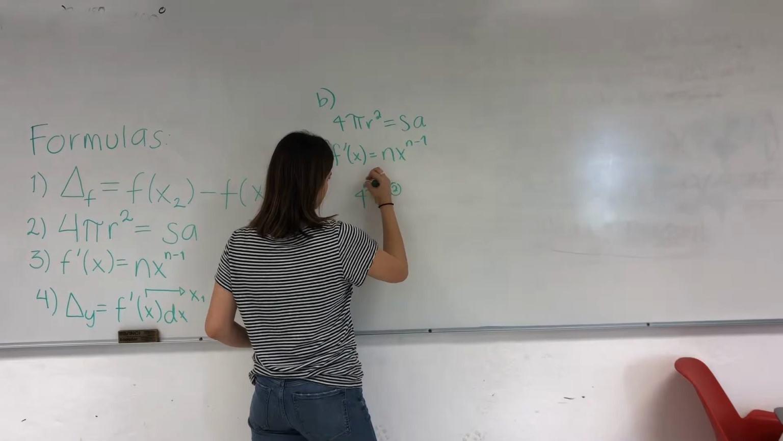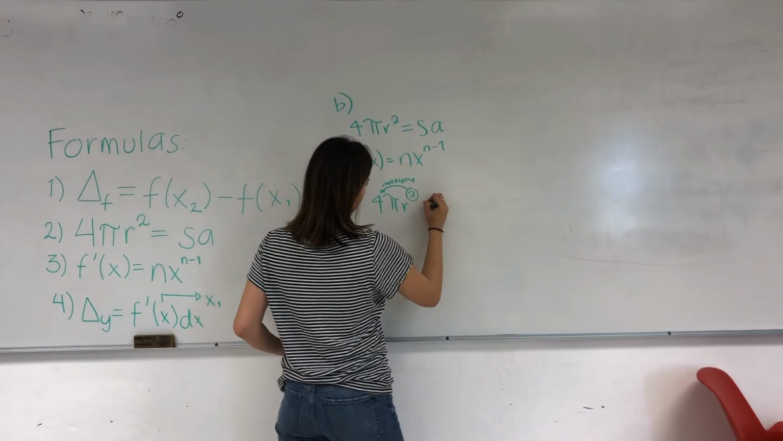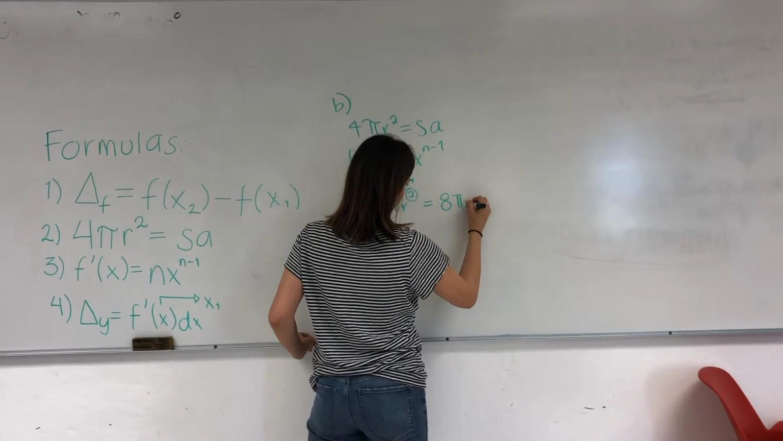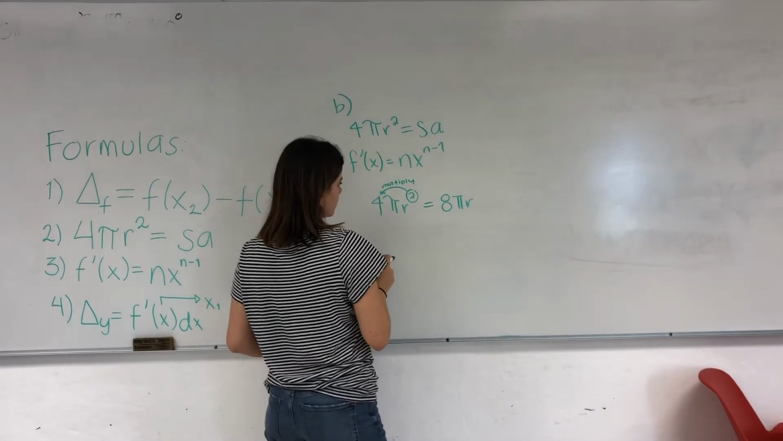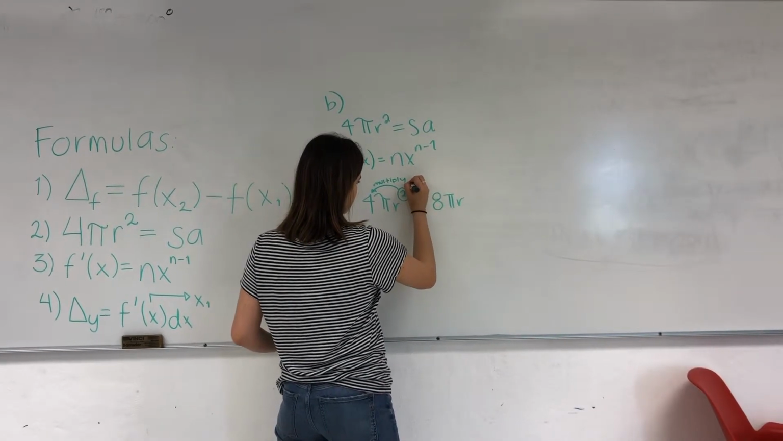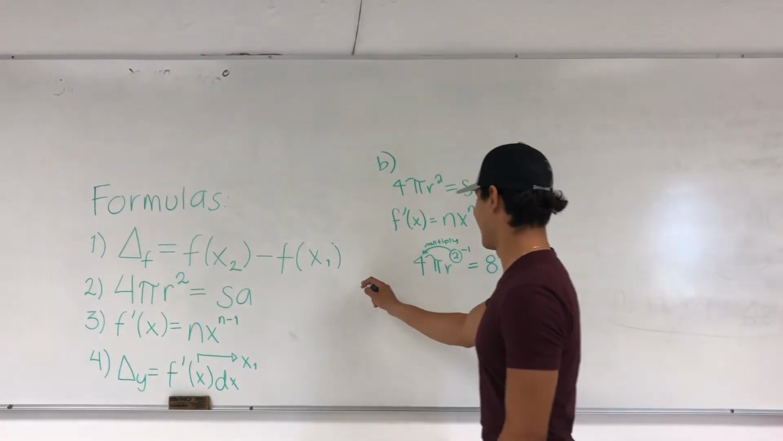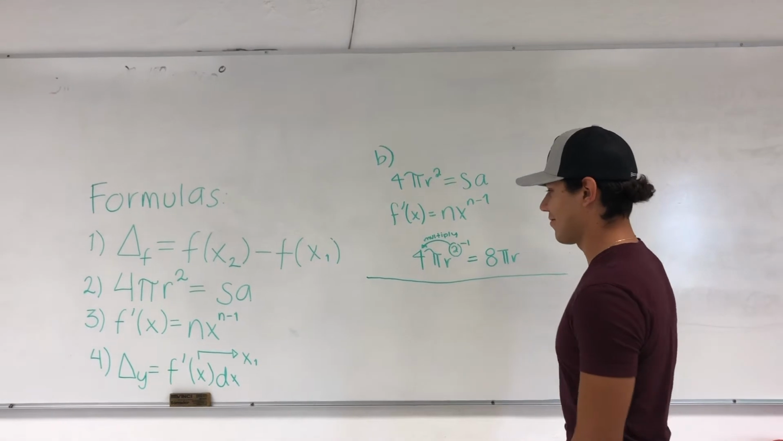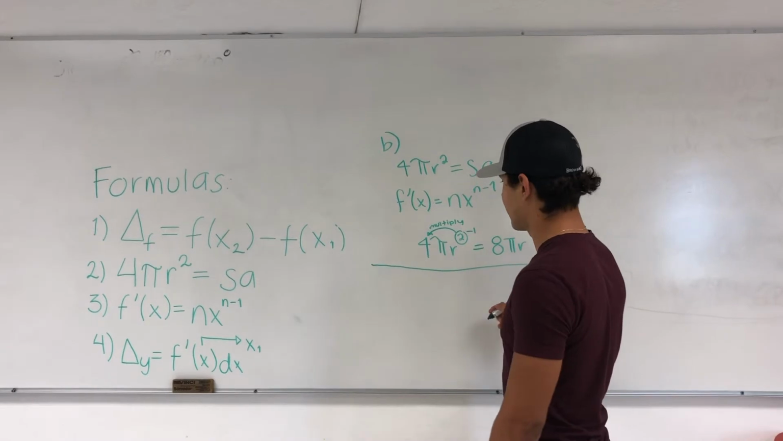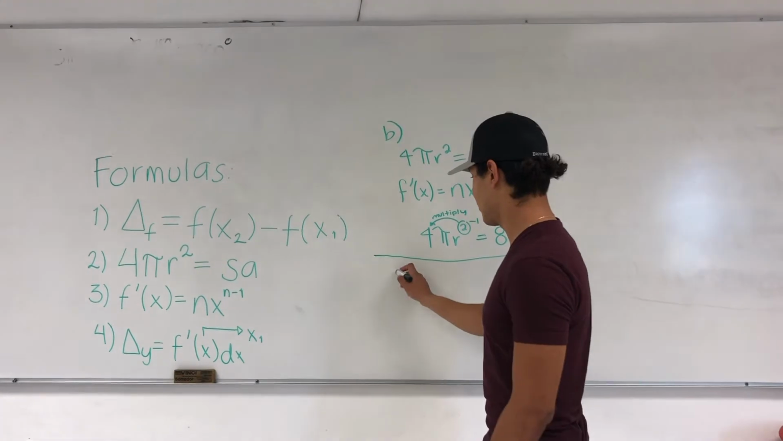If we differentiate this, we multiply by the exponent, which will give us 8 pi radius. We also subtract 1 from the exponent, but as it becomes 1, we don't write anything. With the formula of the derivative, we'll replace our values. Then we'll use formula number 4 in order to continue with the procedure for the final answer.